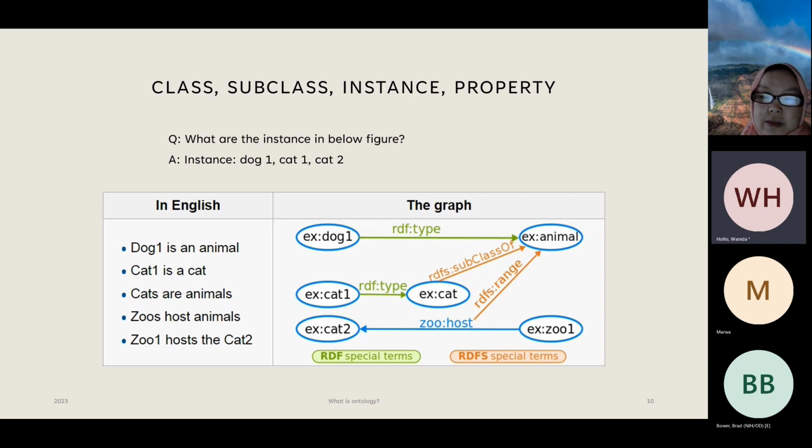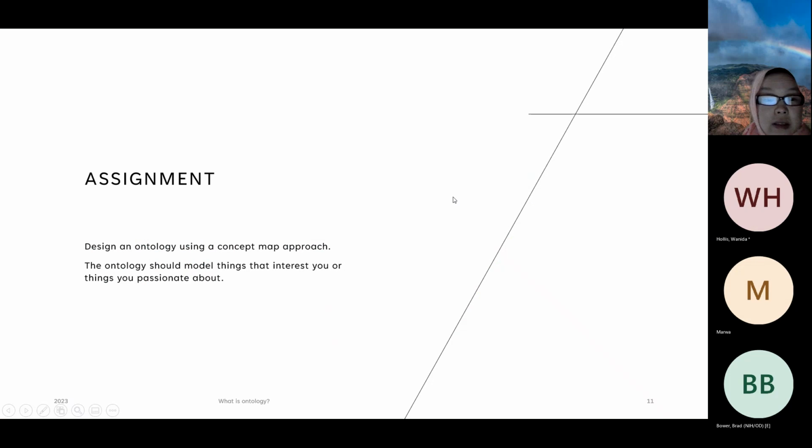So then what is the property here? Oh, the property. Okay. Property means the links between the nodes. In this figure I mentioned property, but I actually didn't define what a property is. So maybe I can talk about property next time. Okay, so that's all.